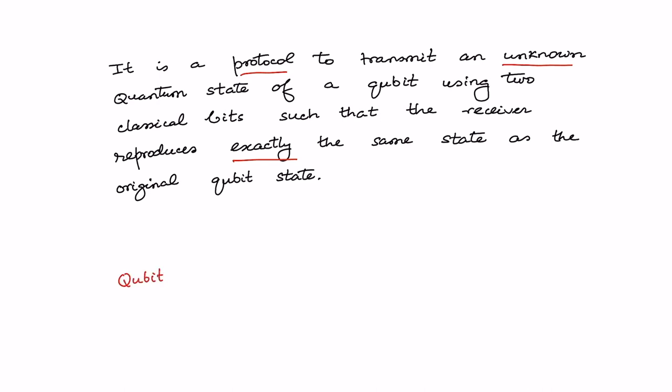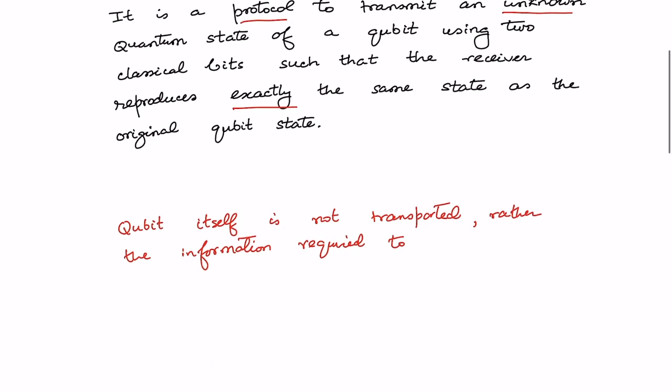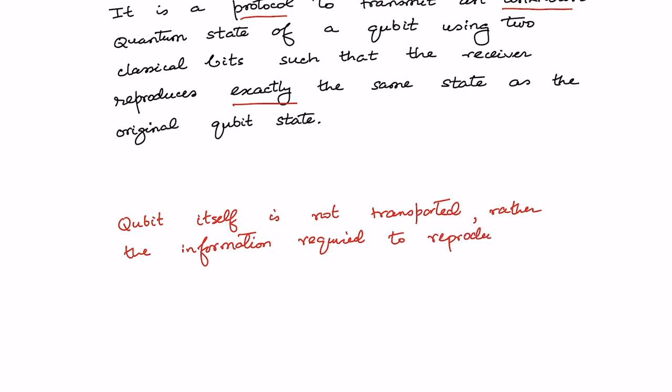This is very important. The qubit itself is not transported, rather the information required to reproduce the quantum state is transmitted. This is very important, and in fact, because of this, the original state is actually destroyed, such that quantum teleportation is not in conflict with the no cloning theorem.